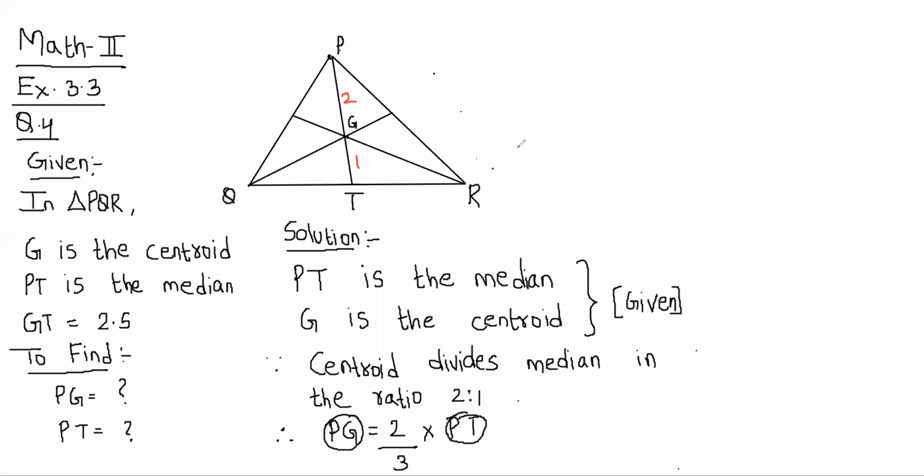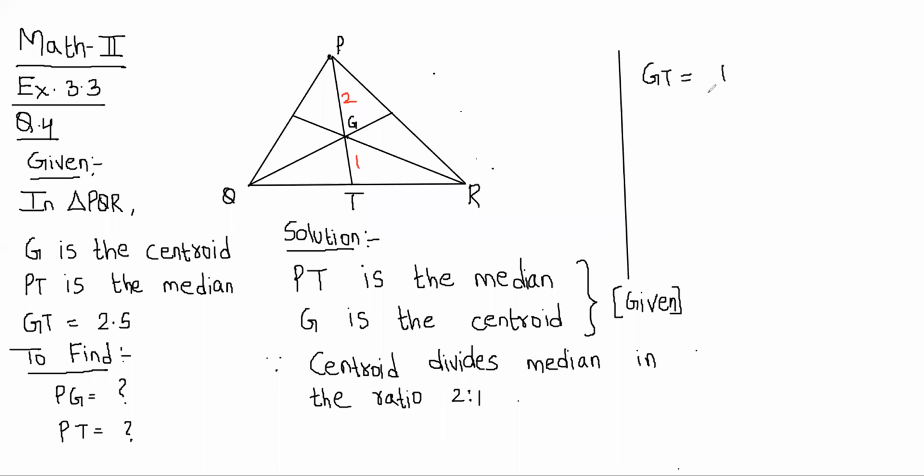No. तो कुछ भी मालूम नहीं है, तो हम आगे क्या करेंगे हम लोग, है ना? इसके लिए हम पीजी से स्टार्ट नहीं करेंगे, हम उससे स्टार्ट करेंगे जिसका आंसर हमको मालूम है. हमको किसका आंसर मालूम है? हमको जीटी का आंसर मालूम है 2.5. तो लेट अस स्टार्ट फ्रॉम जीटी. So we are going to write here GT is equal to 1 part, will add the ratio 1/3 of the whole median, that is PT.